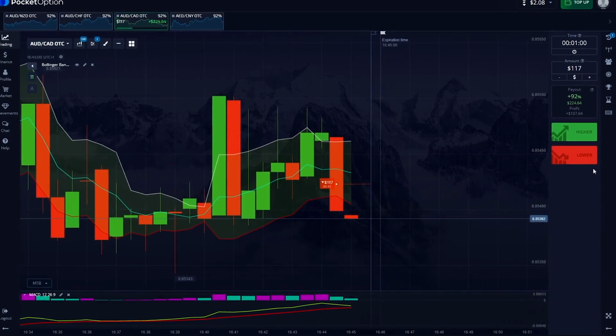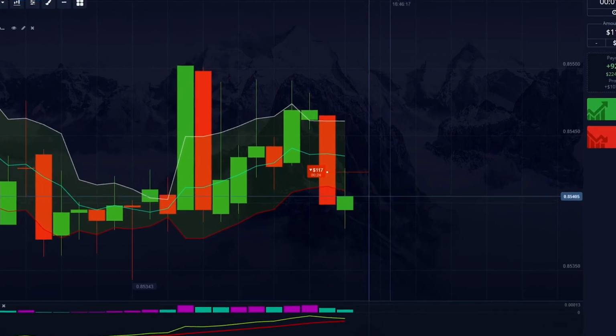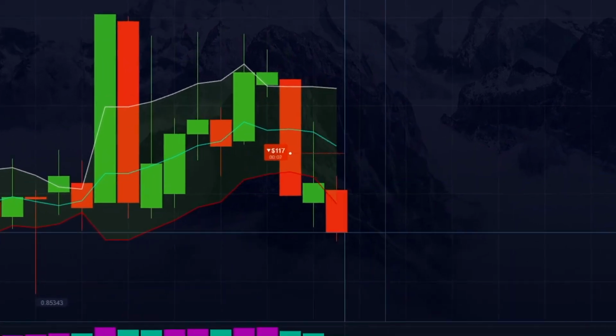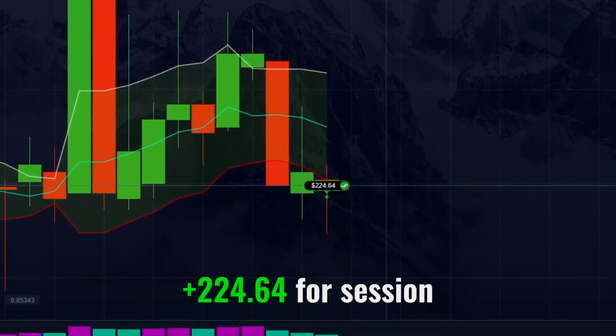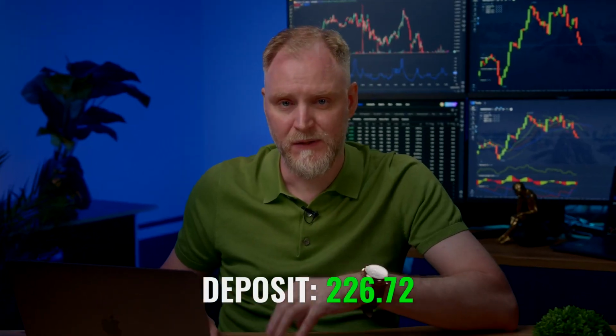So now the return from this trade is 224. This proves how crucial it is to pick and mix the right indicators for solid technical analysis.